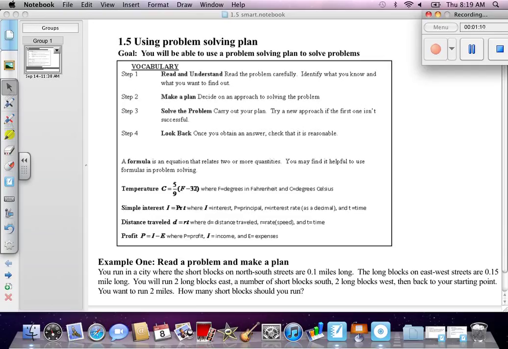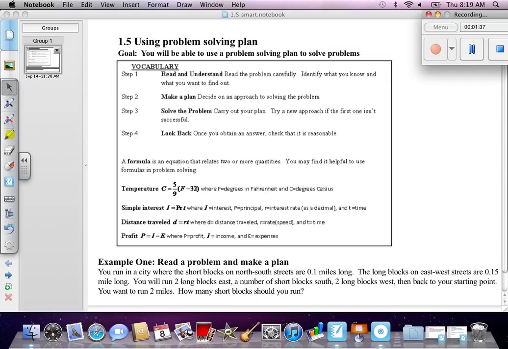All right, a formula is an equation that relates two or more quantities. You may find it helpful to use formulas in a problem. Here are a couple formulas below that you might need on your homework tonight. Temperature. If you have something in Fahrenheit and want to make it in Celsius, you've got Celsius equals 5/9 times Fahrenheit minus 32.